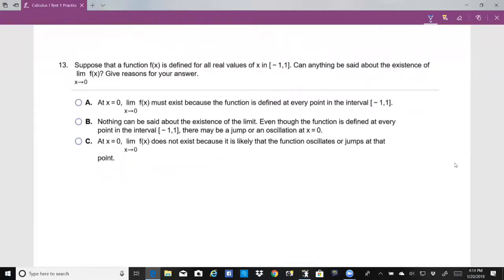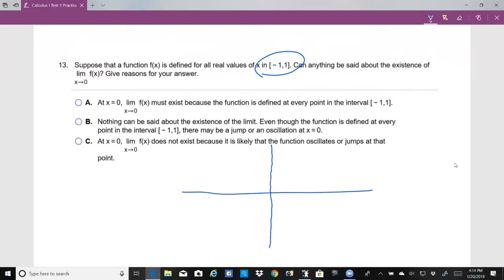Now, here is a question where you have to think about some of the concepts of limits that we've been talking about in the videos. Suppose that a function f of x is defined for all real values of x on the closed interval minus 1 to 1. Can anything be said about the existence of the limit of f of x as x approaches 0? So we just sort of need to think about this.